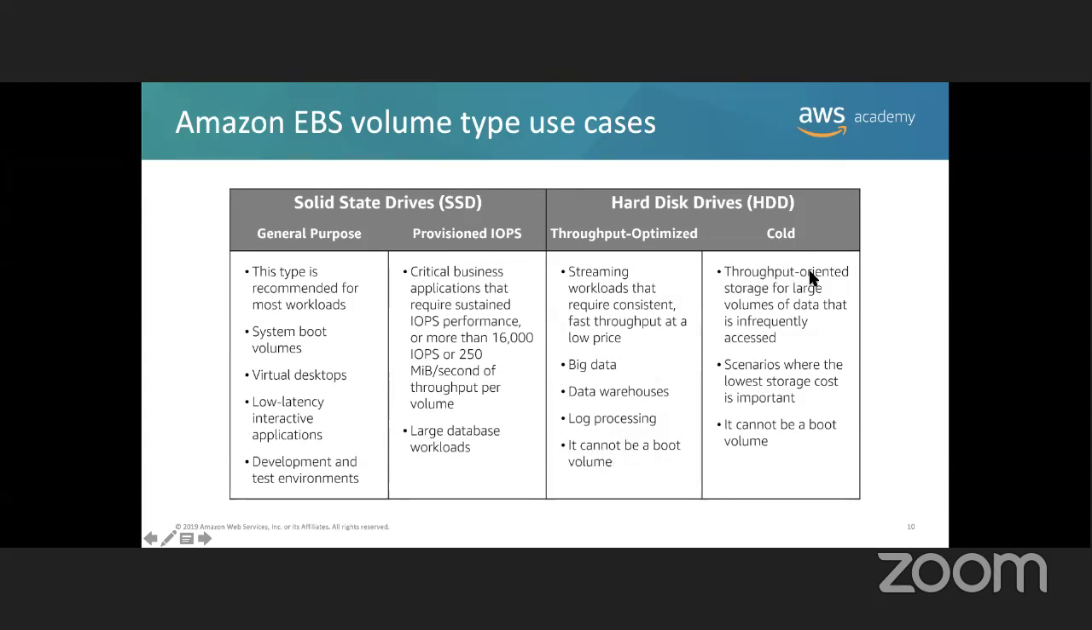Cold: throughput-oriented storage for large volumes of data that is infrequently accessed. That's why it's called cold. So that's easy. That's not difficult to understand. It's cold because, I mean, not many people use it, right? Or not many people access the information from this volume, right? Scenarios where the lower storage cost is important.